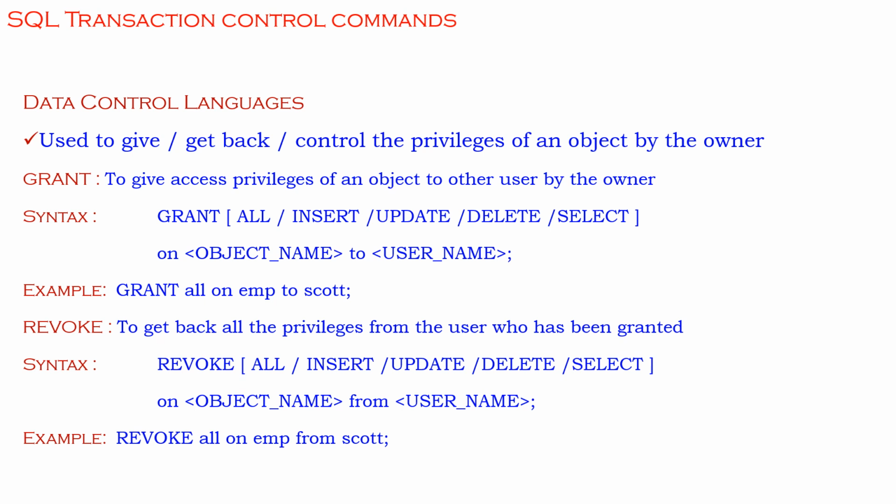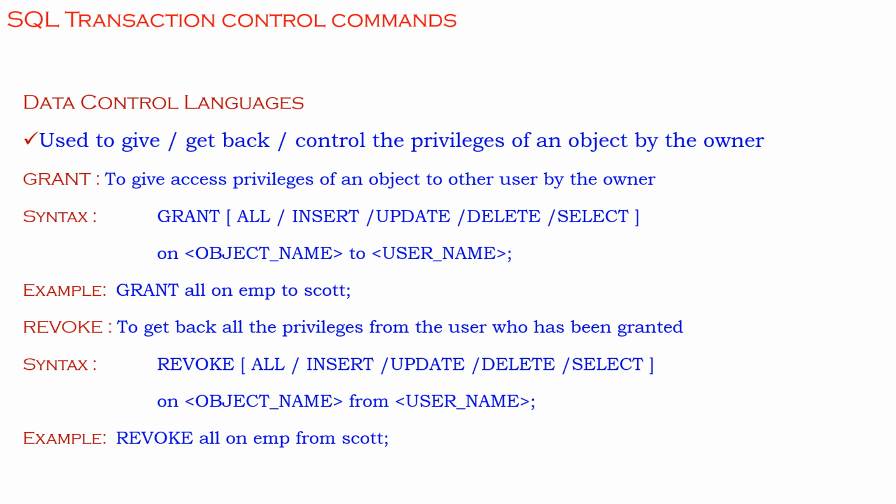So how is it done? Using the grant command and the revoke command. The grant command is used to give the access privilege of an object to another user by the owner. Whereas the revoke command will get back all the privileges from the user who has been granted. You can see the examples here: grant all. It means I'm providing all the access, that is insert, update, delete, or select. Otherwise, you can also specify grant insert or grant update.